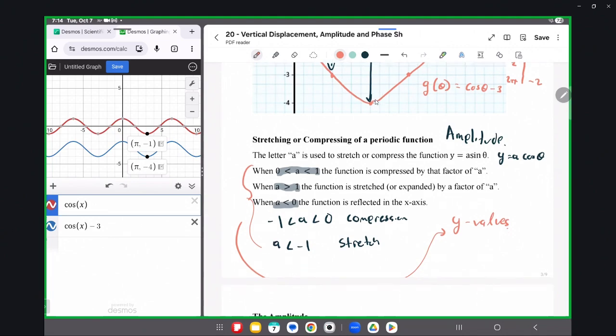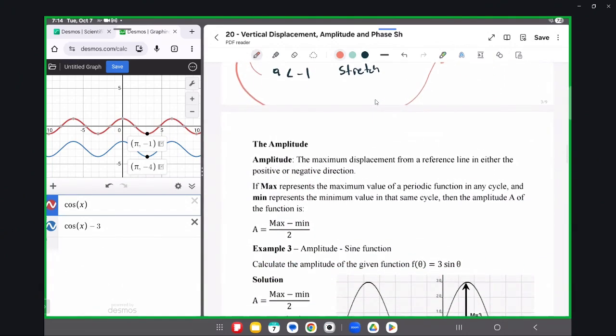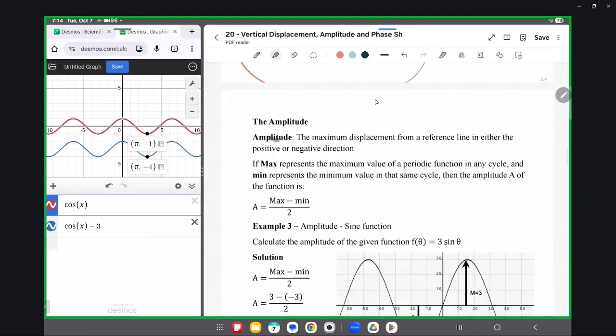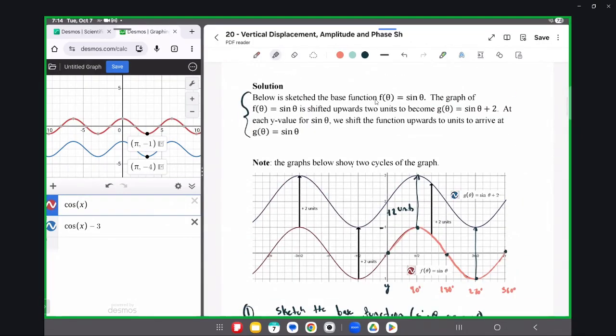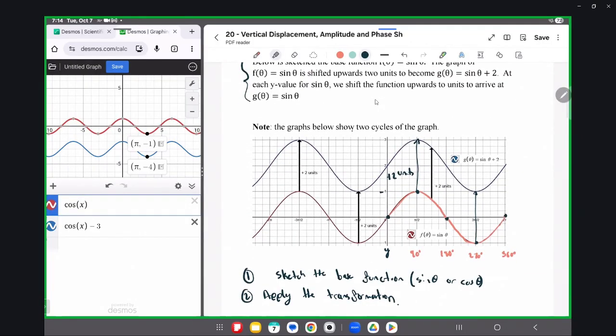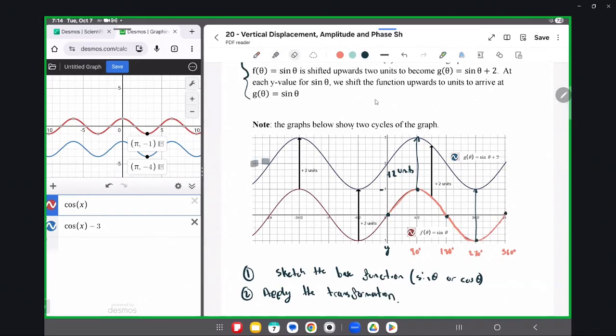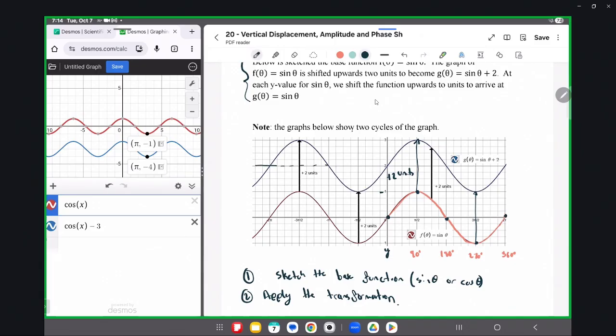Okay, so let's see this at work. The amplitude is the maximum displacement from a reference line in either the positive or negative direction. Well, okay, what's a reference line? So the reference line is the middle of the function. So I mentioned earlier, let's not work in this color, let's work in blue. The very middle of the function is what we call the reference line. That's the point that's midway between going up and going down. Okay, so this is what we call the reference line.